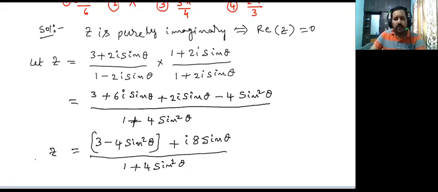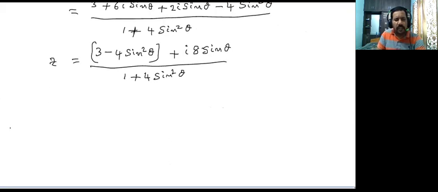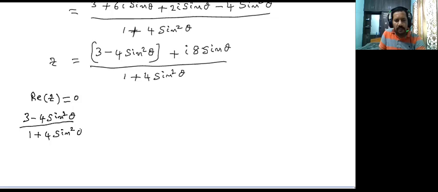Okay. Z is purely imaginary means real part of Z is equal to 0. Now take that real part of Z equal to 0. What is the real part here? 3 minus 4 sin square theta divided by 1 plus 4 sin square theta, that is equal to 0. And denominator sends to the right hand side, it is going to 0. So now finally sin square theta value is 3 by 4.